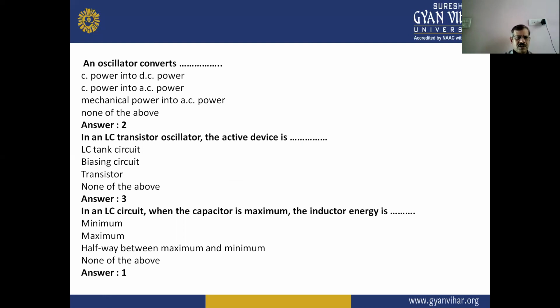In question third, in an LC circuit, when the capacitor energy is maximum, the inductor energy is: option first, minimum, option second, maximum, option third, halfway between maximum and minimum, and option fourth, none of the above. The correct answer is option A, that is, minimum.